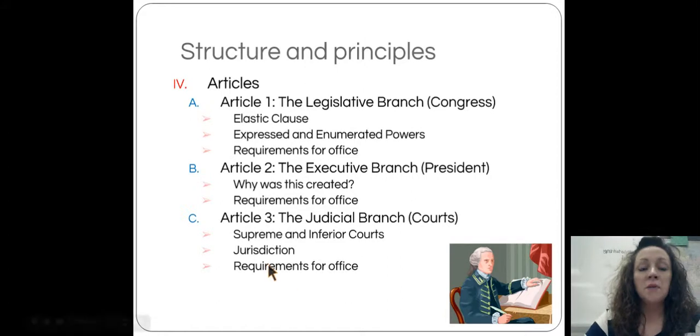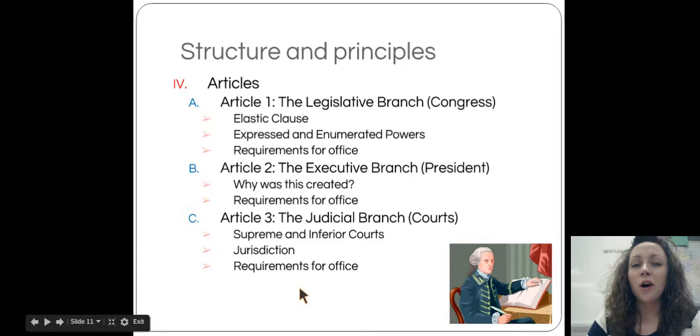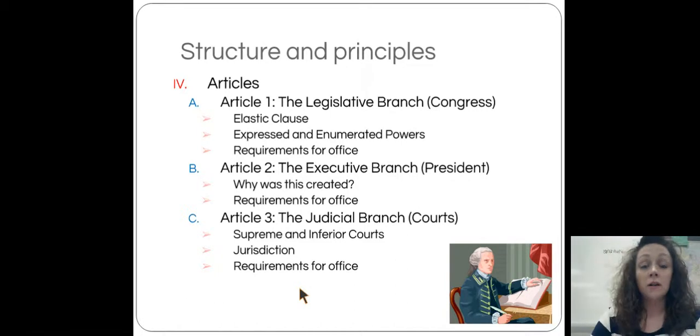And last but not least, requirements for office. And I love talking about this. There are no constitutional requirements to be on the Supreme Court. None. There's not an age limit. There's not a residency requirement. There's not a citizenship requirement.